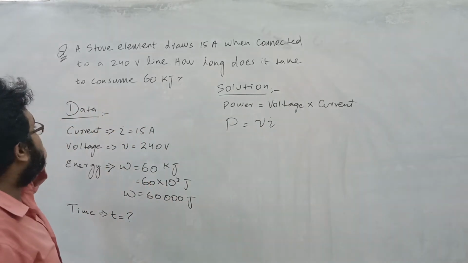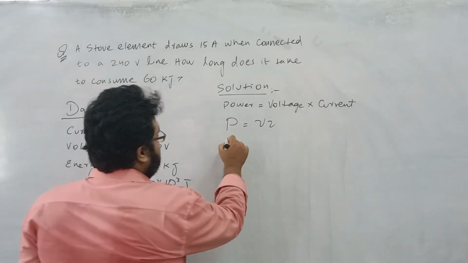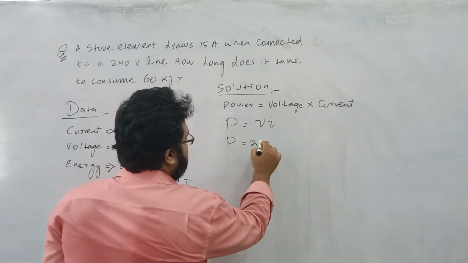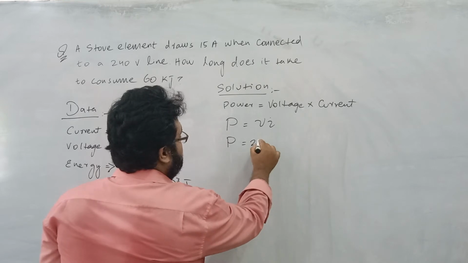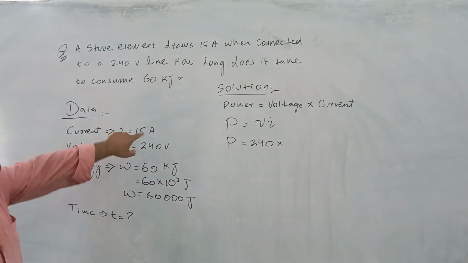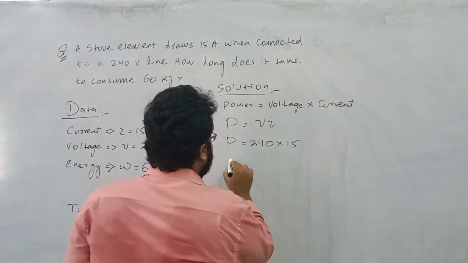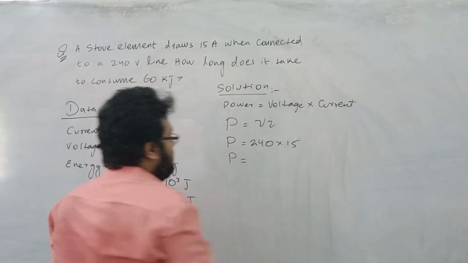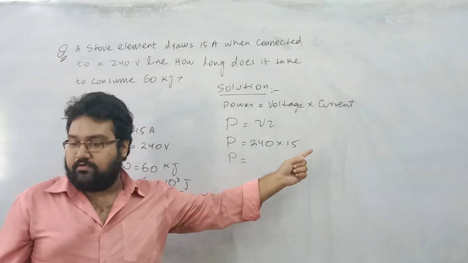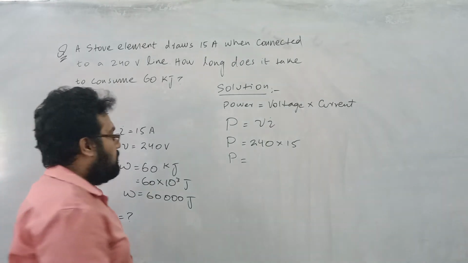The value of voltage is given in the question, 240 volt. The value of current is given in the question, 15 ampere. 240 multiplied by 15. What is the answer? The answer is 3600 watts.